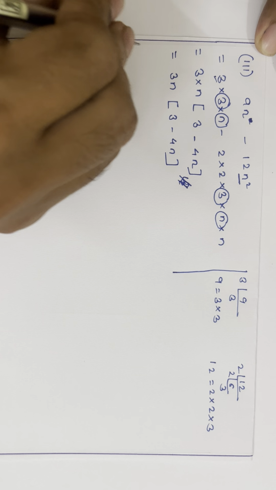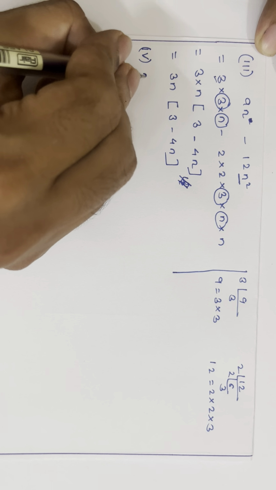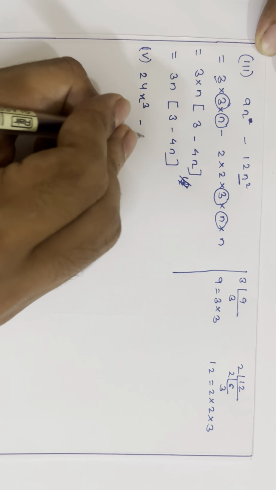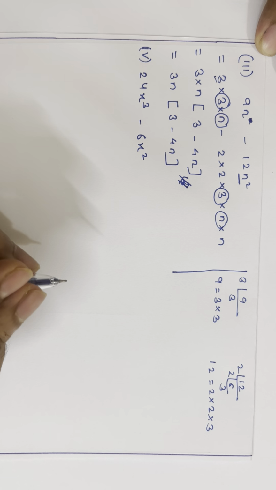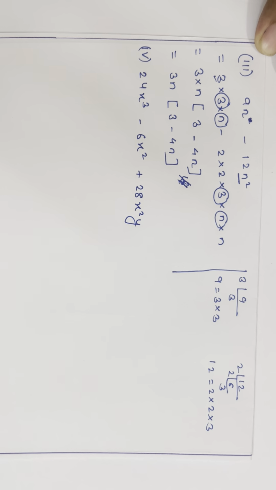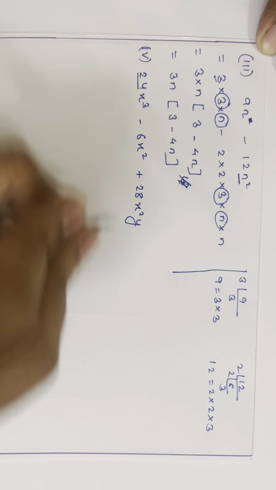Now let's do the fourth question. Fourth question, what we have? We have 24x cube minus 6x square plus 28x square y. So what we will do? We will prime factorize the numbers one by one. The numbers first. First is 24.